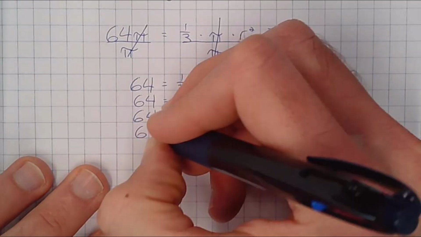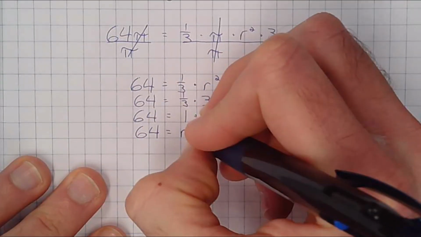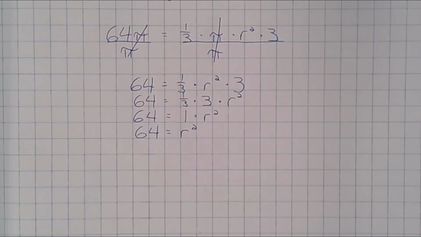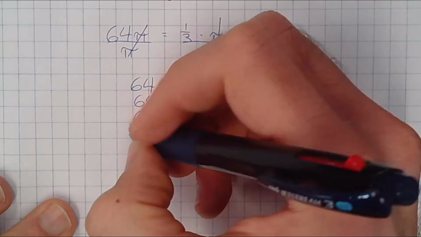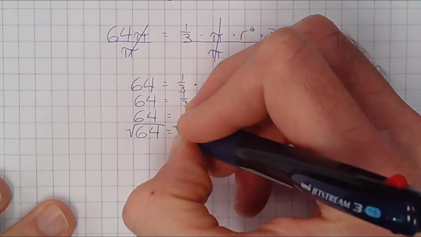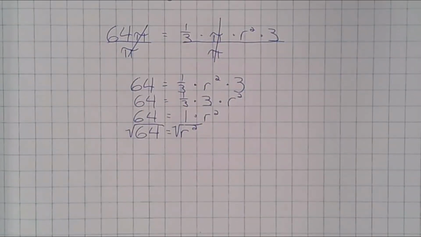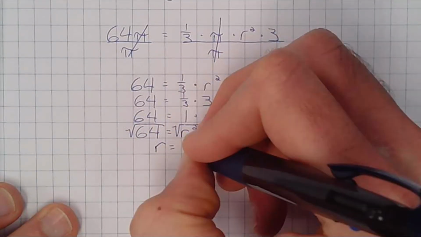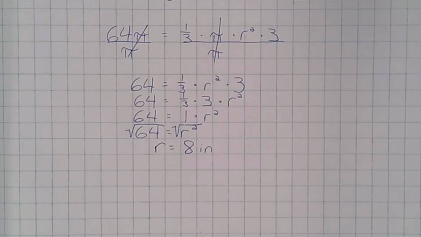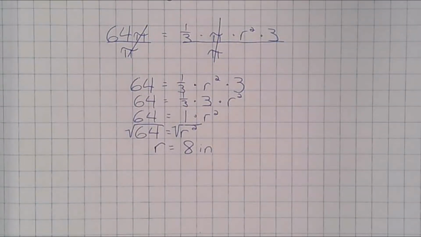So 64 is the square of the radius of our cone, and I know that the inverse of squaring something is to find its square root. So I'm going to find the square root of both sides of my equation. And I find that the radius of this cone is 8 inches, which explains why it looks so squat. It looks so low to the ground. The radius is much longer than the height. And that's it. That's how we find that.